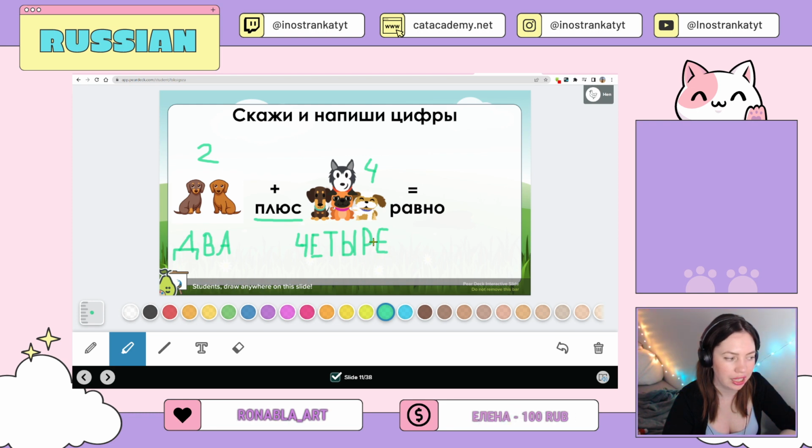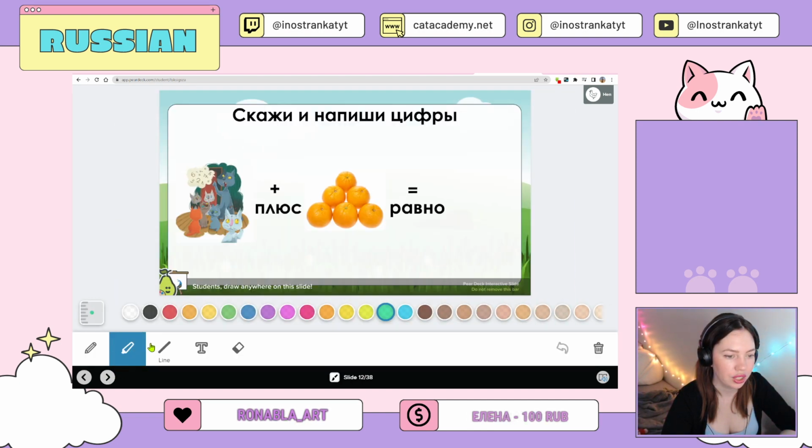Четыре. 2 плюс 4 равно 6. And мягкий знак. 6. 2 плюс 4 равно 6. Дальше.